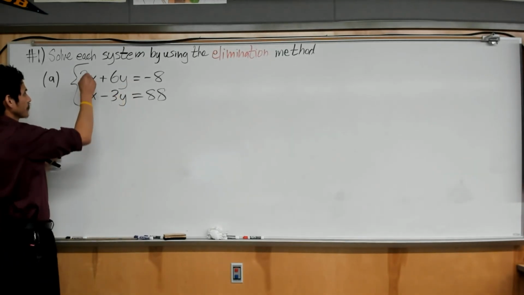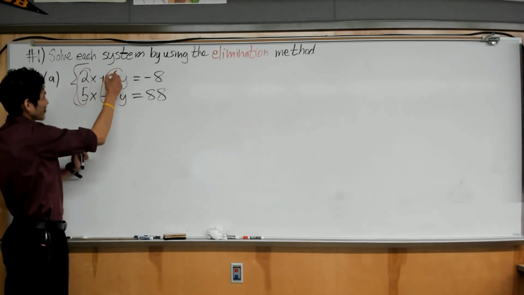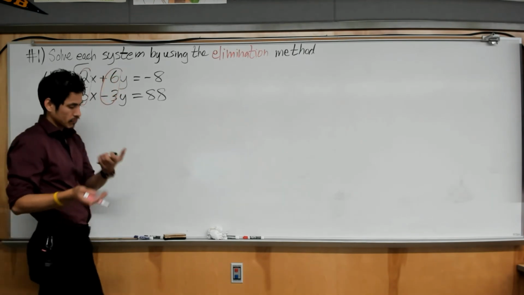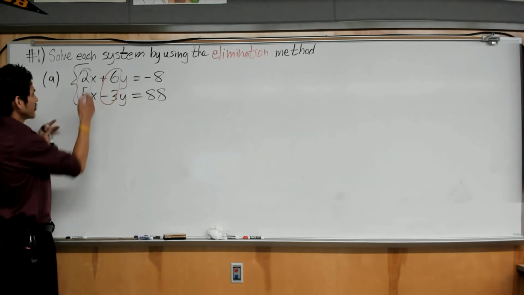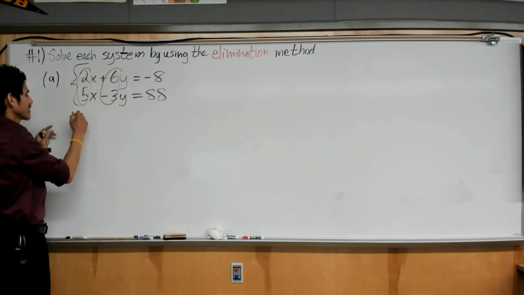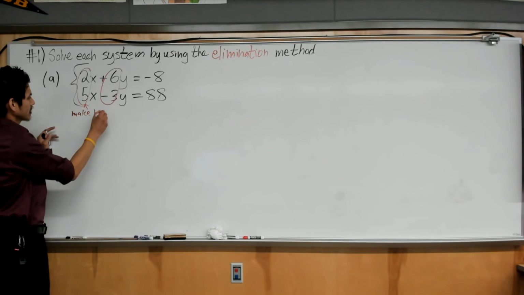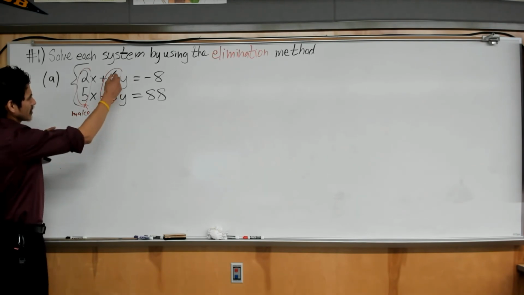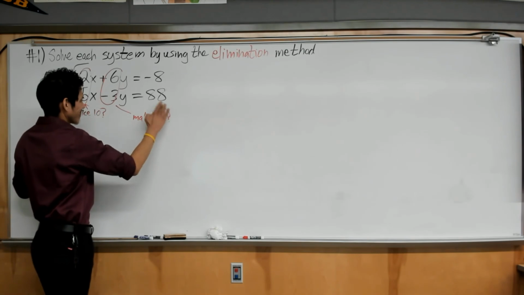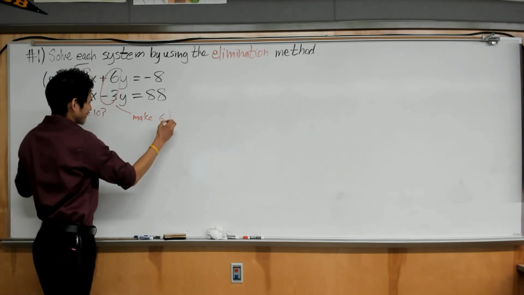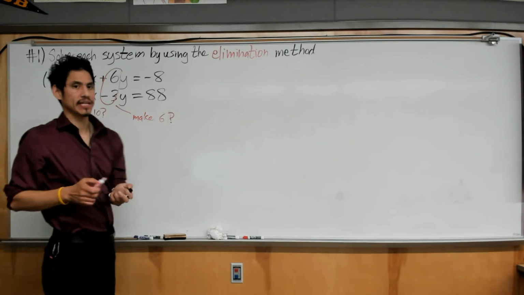You gotta either make the 2 and the 5 the same number, or the 6 and the -3 the same number. It doesn't matter which one you do. You can look for a number that 2 and 5 both go into. You can say make them both 10. Or you want to maybe make both these 6. Actually, make 6. So let's go with that, and that's probably my initial instinct.